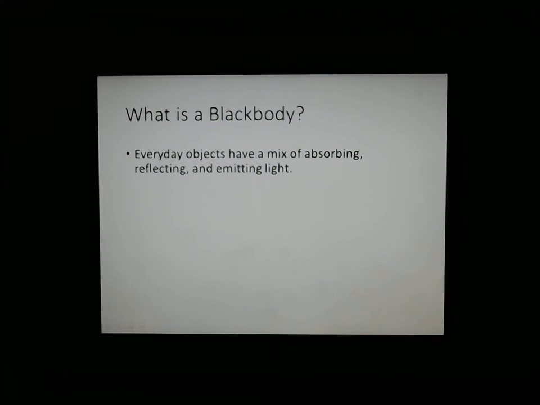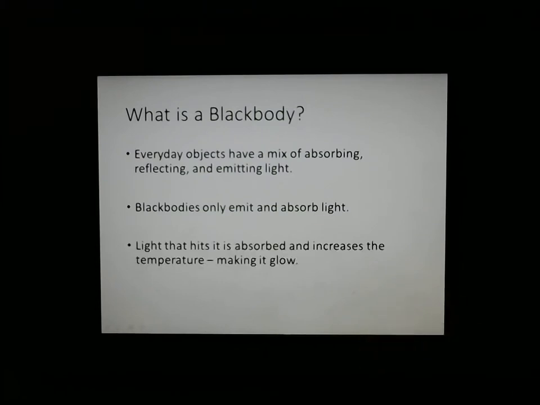Now, in physics, a black body, which is not actually black, so most of the time the best black bodies look white when you look at them, and conversely the best white bodies look black, but we don't deal with white bodies in this topic. They only do two of these things. They absorb light and they emit light. Now, all light that strikes it is absorbed, okay? And that means it increases its temperature because light is energy, and if you absorb more energy you get hotter, okay? And then it gives off that heat as a glow, as its own light.